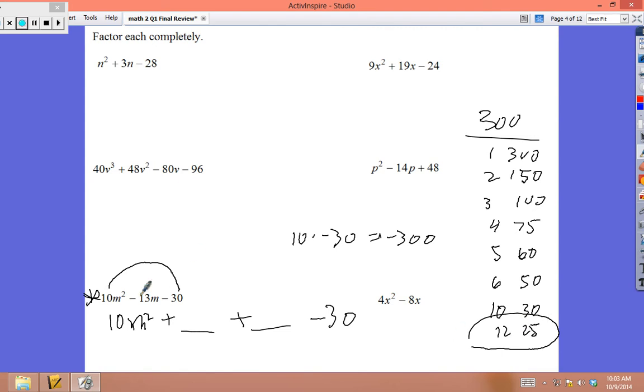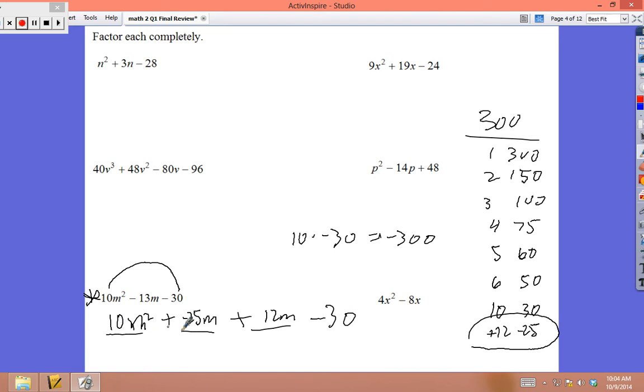So, it's got to be negative 13, so the 25's got to be negative. The 12's got to be positive. And again, I'm going to put the negative 25m here and the positive 12m there. So negative 25 and a positive 12, they add and give you negative 13, but they times and give you negative 300. Now let's group them.